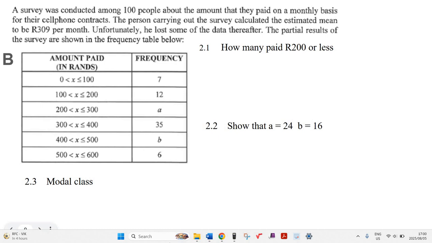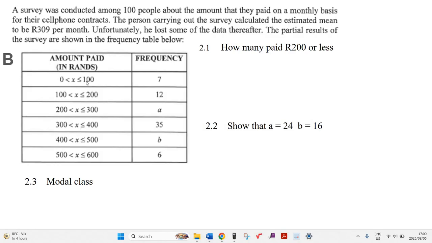Okay, this is an ogive curve question, and it is pretty straightforward. Some of the questions are really easy, but the second question is quite challenging. So I'm going to do the first question and the third question just quickly here.